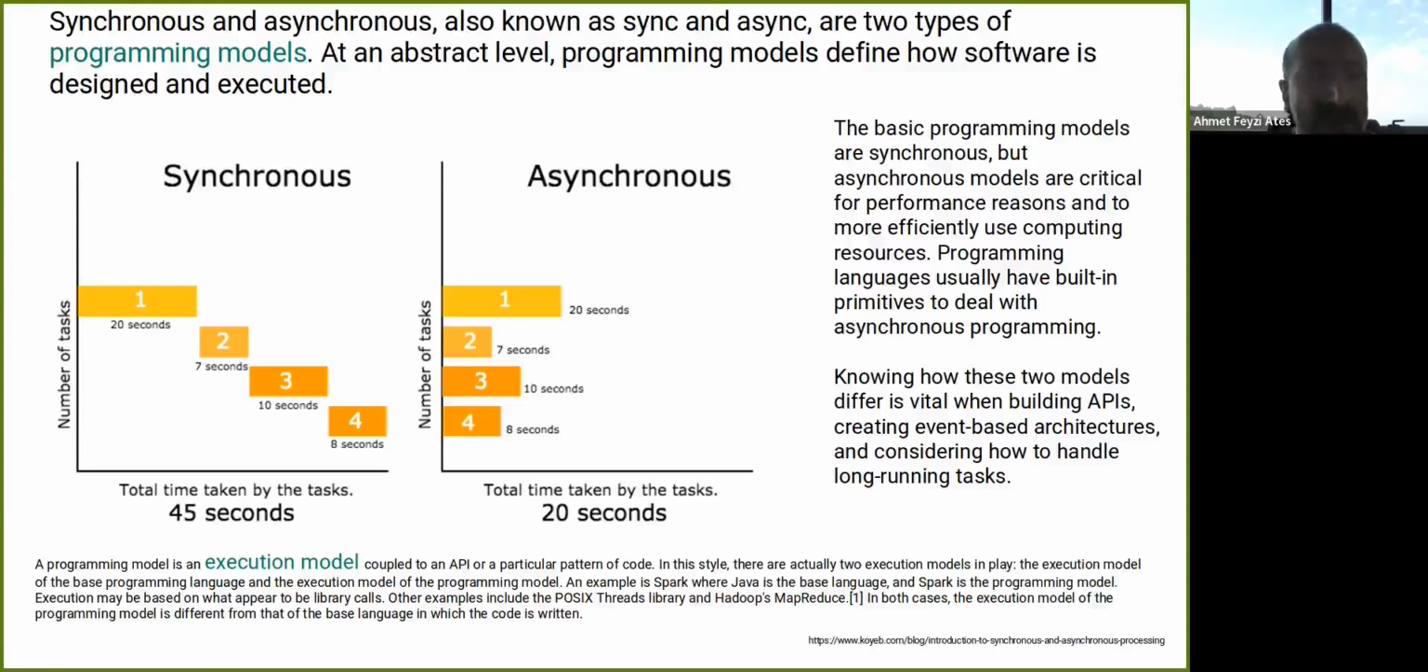When you write some code in a synchronous manner, it may take too long. For example, on the screen you see 45 seconds. If you implement it in an asynchronous way, it may take 20 seconds. Knowing how these two models differ is also very useful for you when building your APIs, creating event-based architectures, and considering how to handle long-running tasks.